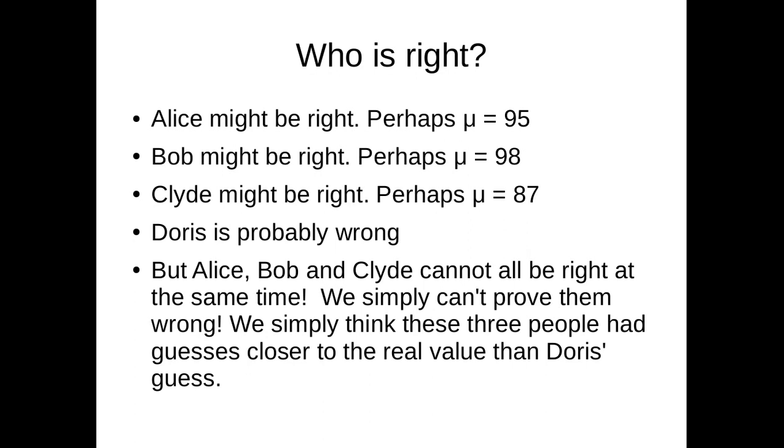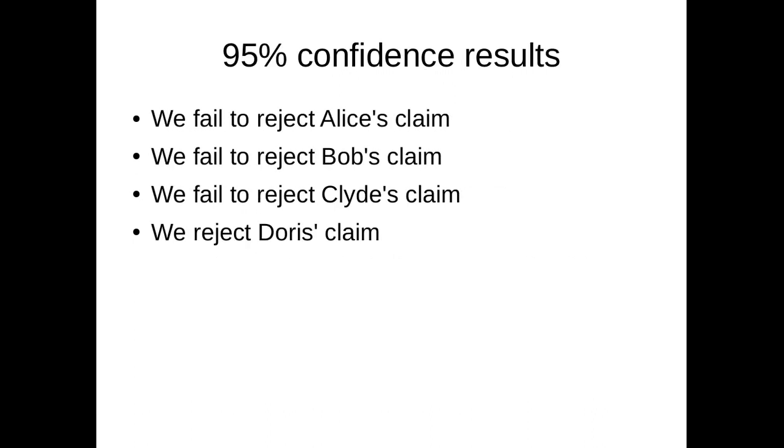Who is right? Alice or Bob or Clyde could be right. Maybe none of them are right. Doris is probably wrong. But for sure, Alice, Bob, and Clyde cannot all be right at the same time. Just because we failed to reject all of them doesn't mean we're accepting any of them. We're not necessarily accepting, we're just saying we think Alice, Bob, and Clyde are fairly close and Doris isn't. That's all we're saying.